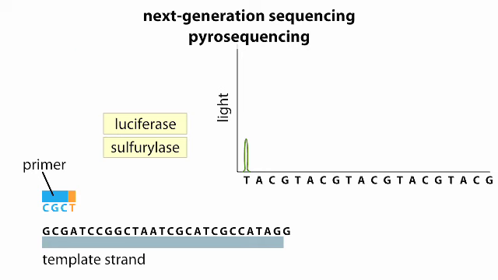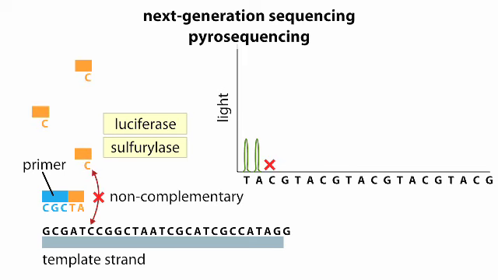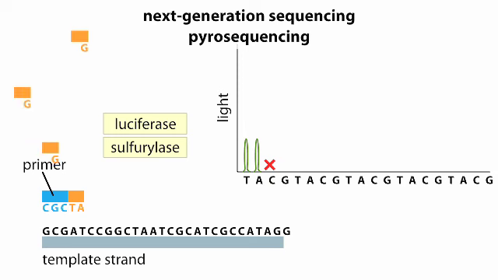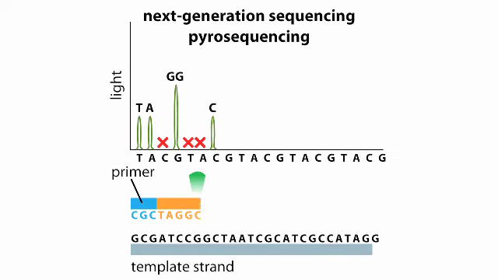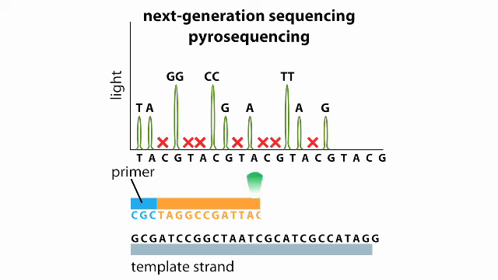Unincorporated nucleotides are degraded by another enzyme, nucleotidase, and then the next set of nucleotides is flowed across the plate. Again, the successful incorporation of a nucleotide is accompanied by a flash of light. If no nucleotide can be incorporated, then no light is emitted from the well. The incorporation of two nucleotides results in twice the number of pyrophosphates and twice the amount of light. As the new strand is being made, the order in which nucleotides are incorporated is detected, so the sequence can be read as the reaction proceeds.